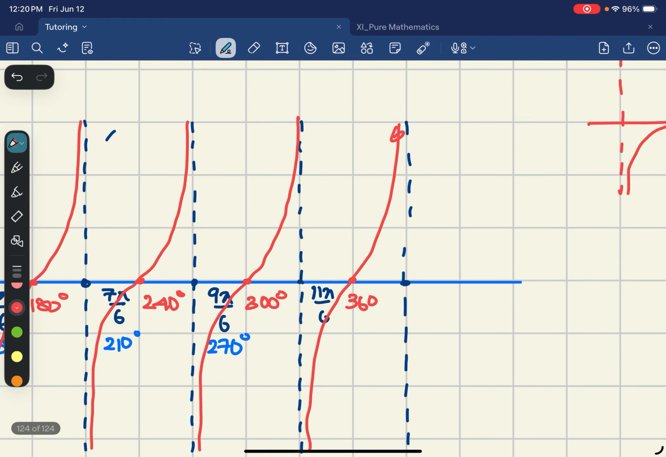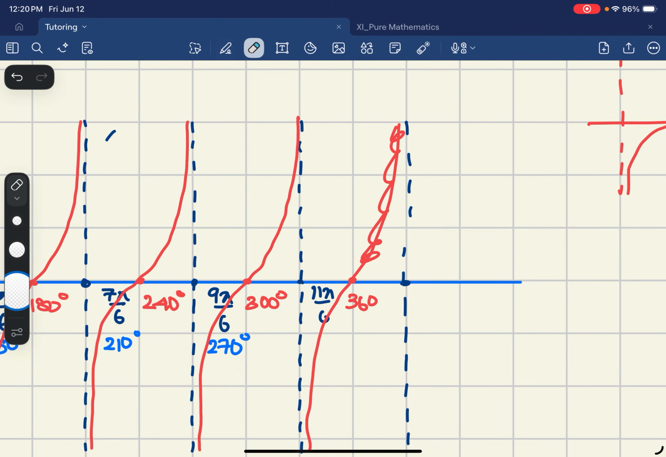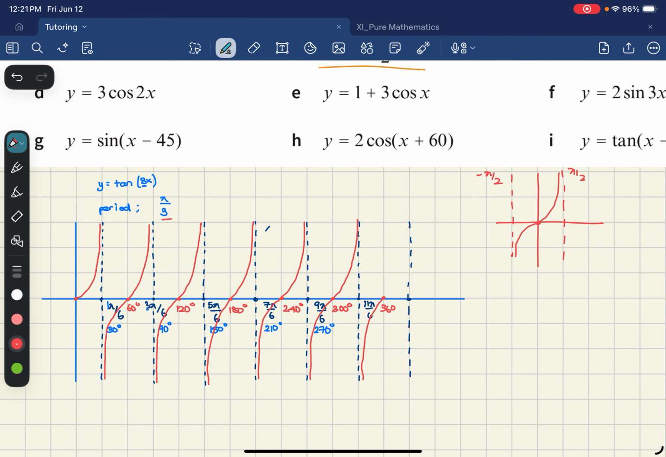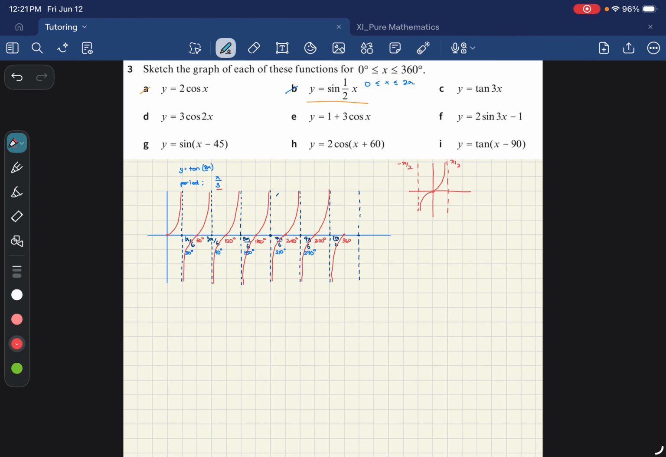So you don't need to plot this arm. You only need to plot until 360. All right. So your graph looks something like this. So that is your graph, which I didn't draw properly in the previous video. All right. So let's do D.